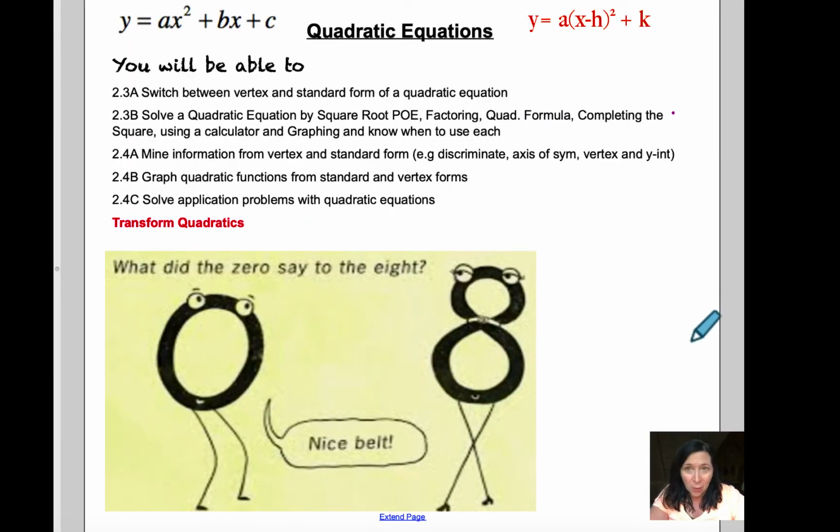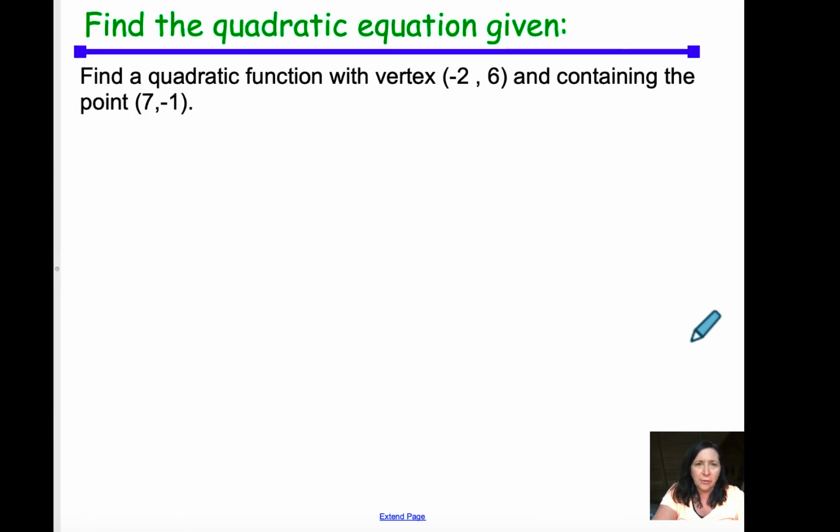That was a long warm-up. I got it. So we are going to switch between vertex and standard form. We're going to talk about just the quadratic formula. We're going to talk about solving application problems. Check, we did that. And we're going to talk about transforming quadratics today. So we are going to do another one of these review problems, and you've done that.